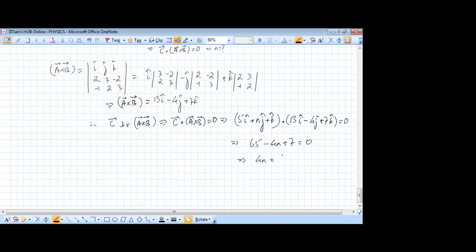4n should be equal to 65 plus 7, that is 72. So n should be equal to 18. That should be.